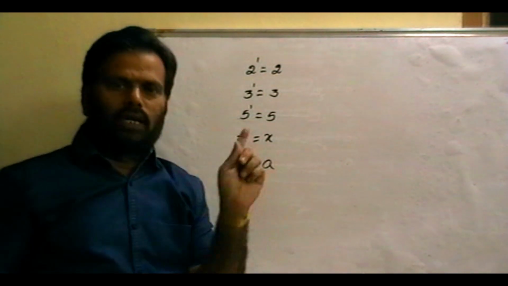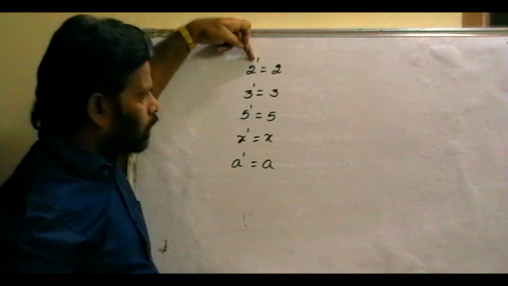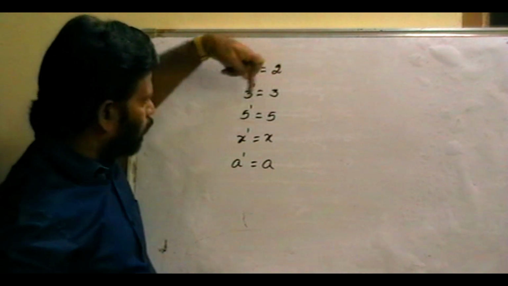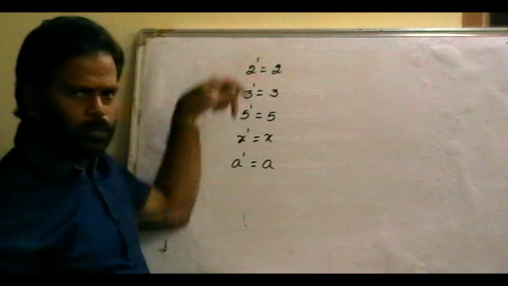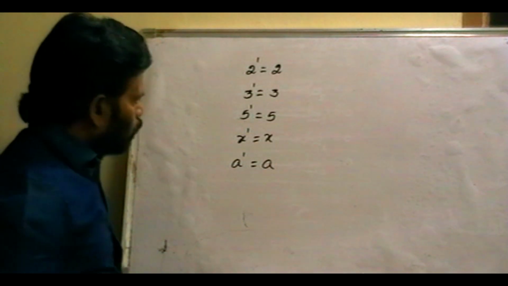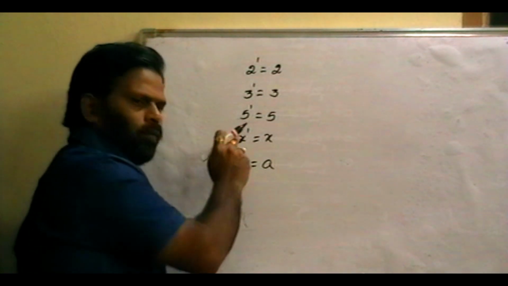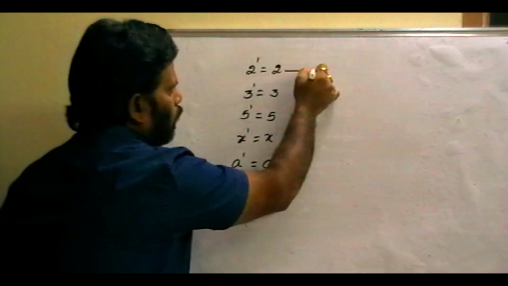Means what? We'll get anything to the power of 1, then we'll get the same base value only. So 2 power 1 is 2, 3 power 1 is 3, 5 power 1 is 5, x power 1 is x, and a power 1 is also a. Right? So that means anything power 1 is equal to the same base. Right? Now change into logarithmic form.